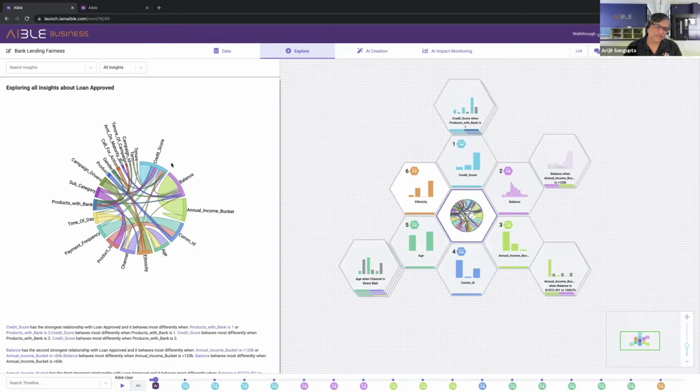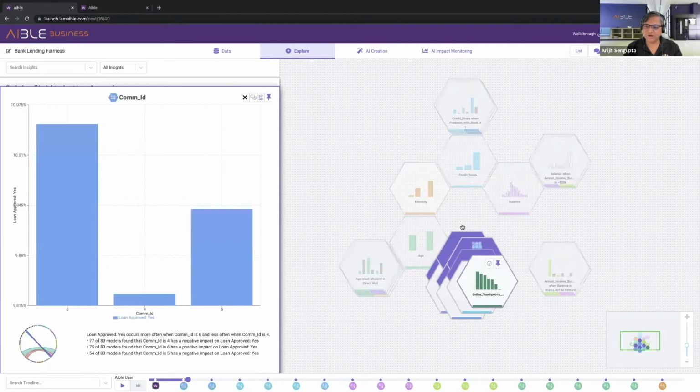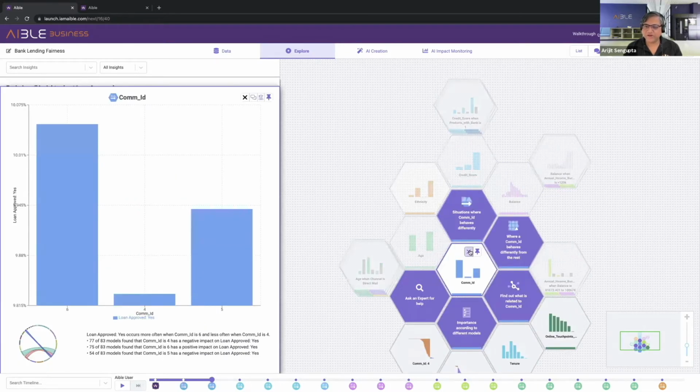On the left-hand side, you can see what are the most important variables in this data set. So credit score is really important, balance is really important, annual income bucket is really important, but notice it's really only important when it's combined with balance. So the arcs here are the importance of the variable, the chords are the importance of the interactions between the variables. Now, on the right-hand side, Aible has brought up the most interesting graphs for me. I can click into anything and take a look at that graph, and it'll recommend different other graphs I might want to see.